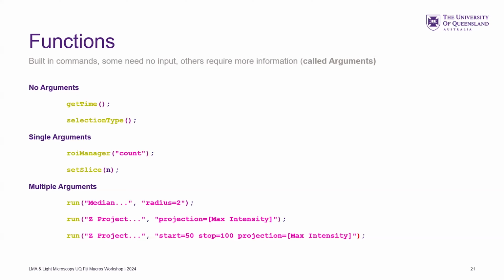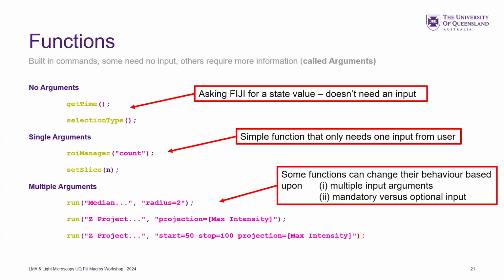And then you can have multiple arguments. So if you want to run a median filter, you run median and then you have to define the size of it. Or if you want to do a Z projection, you also have to tell it what type of Z projection. And then you can give it complex ones where it's actually Z project from here to here. This is the type. So you can have no arguments to many arguments.